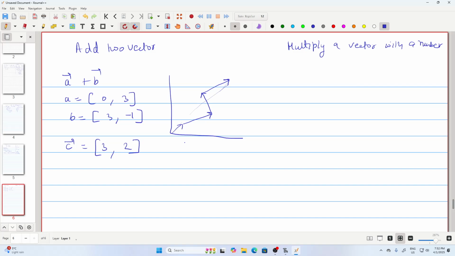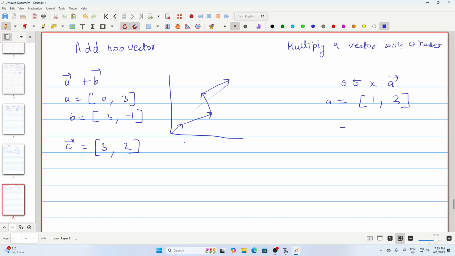So this is what addition looks like. Now what does multiplying a vector with a scalar or number look like? Let's say you say 0.5 into a. So what does that look like? Suppose your a is (1, 2).